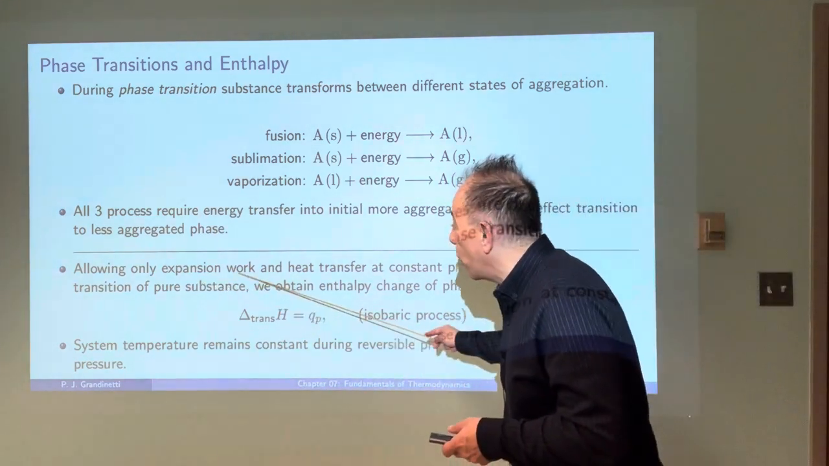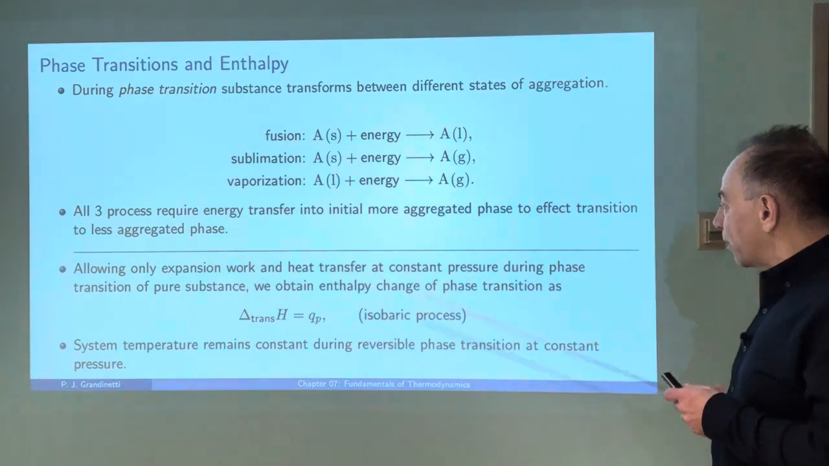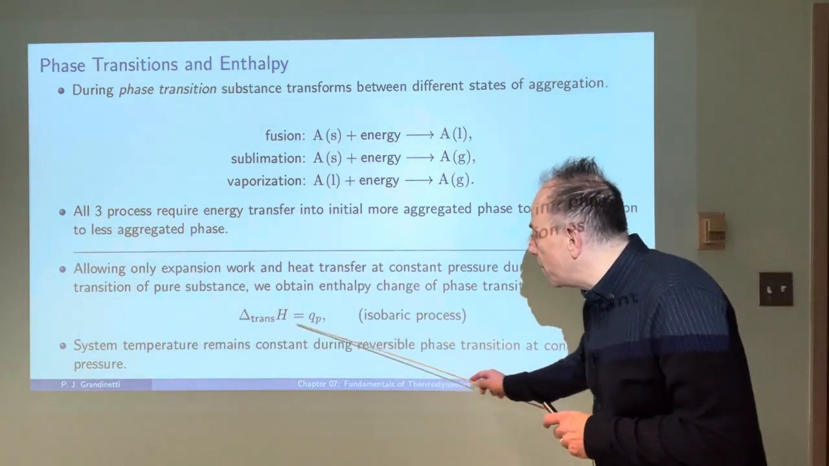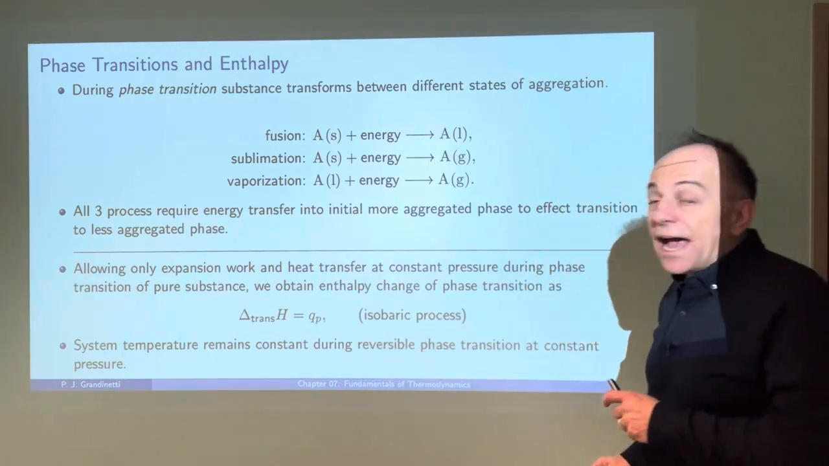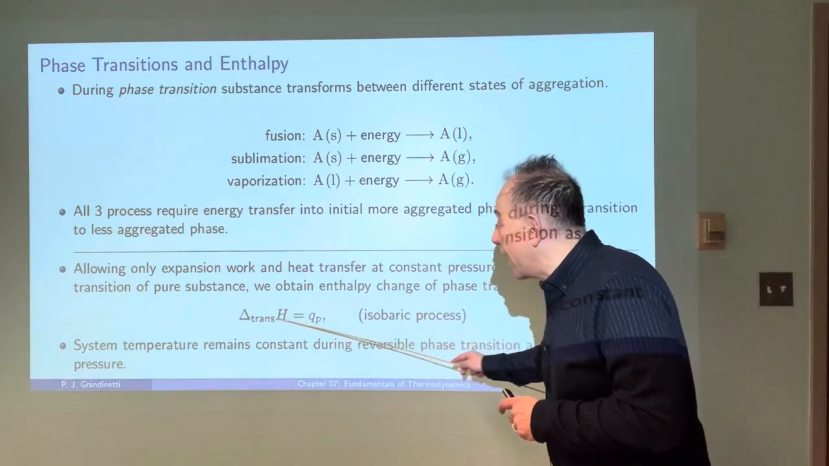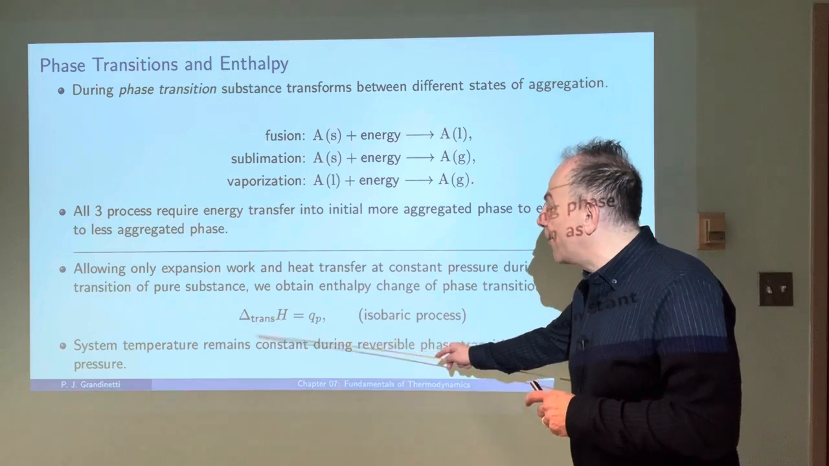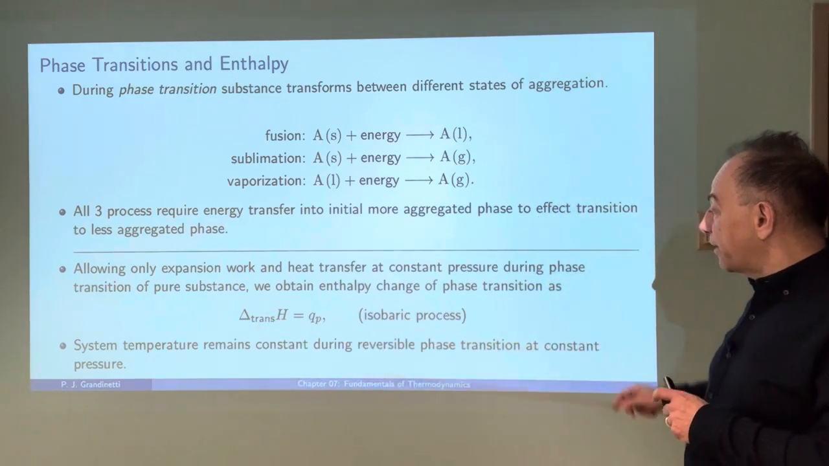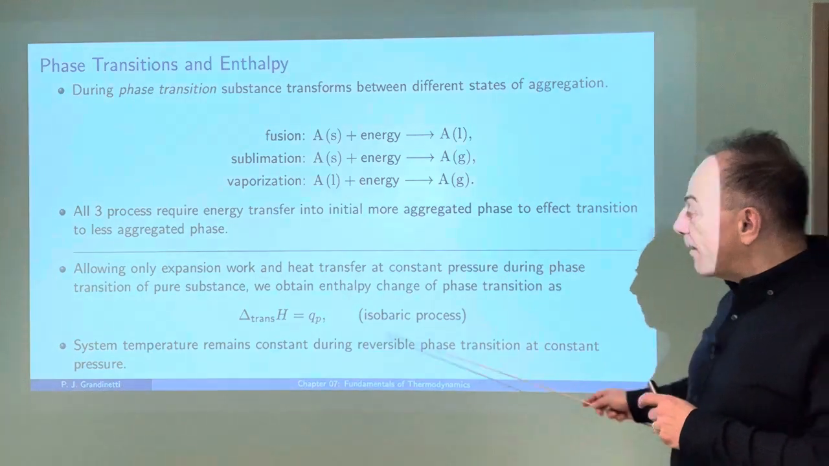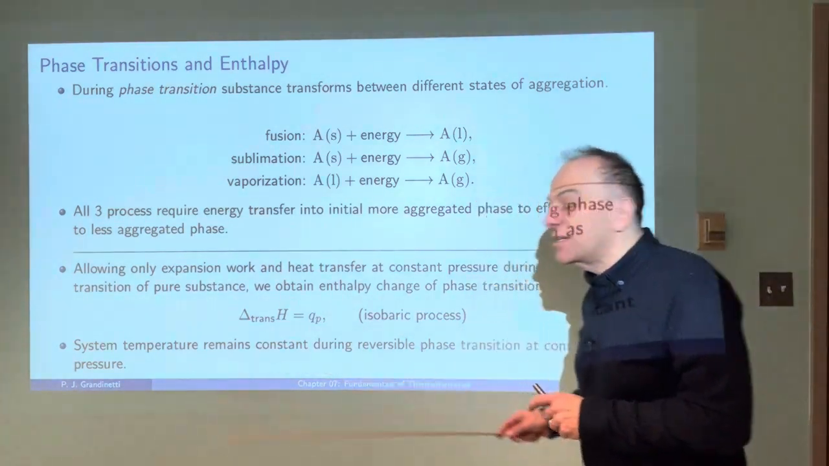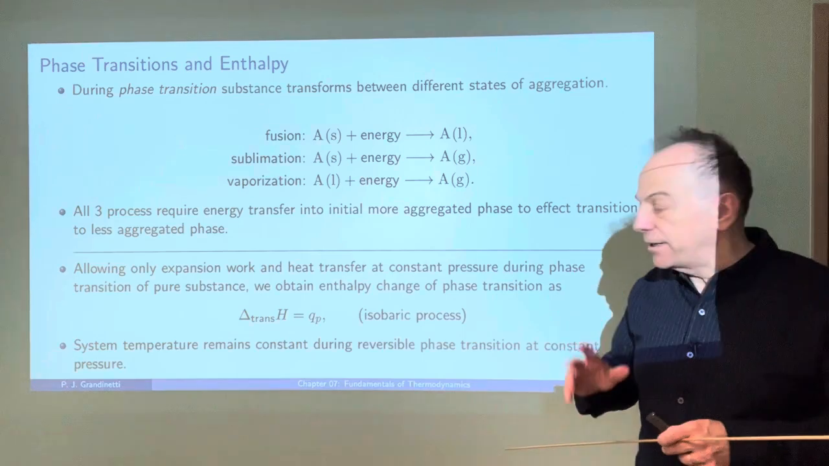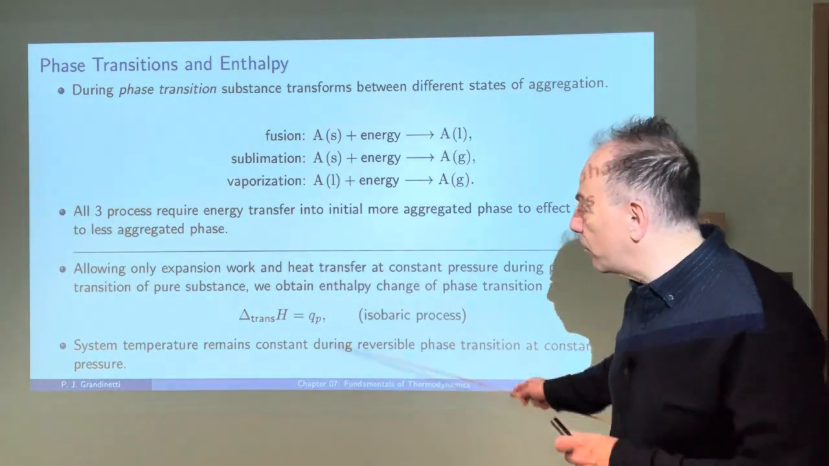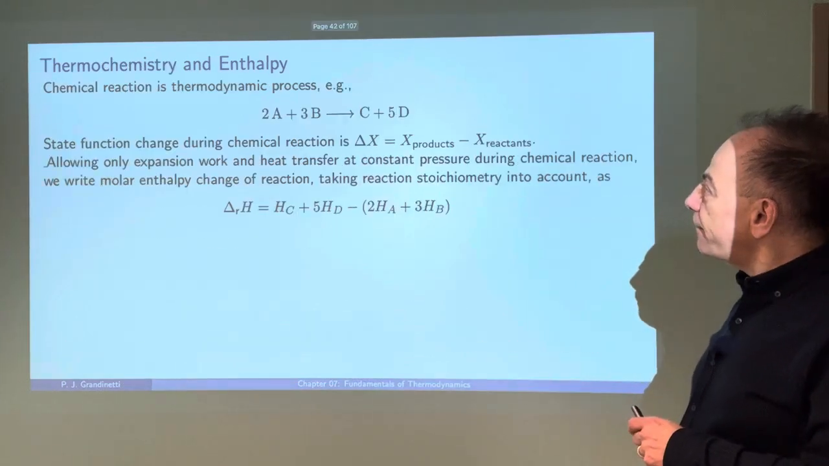So again, allowing only expansion work and a heat transfer at constant pressure, the phase transitions for a pure substance can be obtained by just measuring the heat flow during an isobaric process. So we will write delta H for the transition, it could be fusion, sublimation, or vaporization, is equal to the heat flow under the isobaric conditions. Now, keep in mind also that during these transitions, the system temperature remains constant during a reversible phase transition. Okay, so we'll actually come back to that later when we're talking about entropy changes.